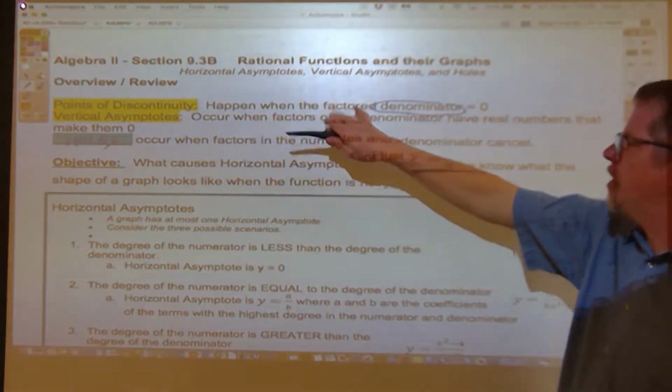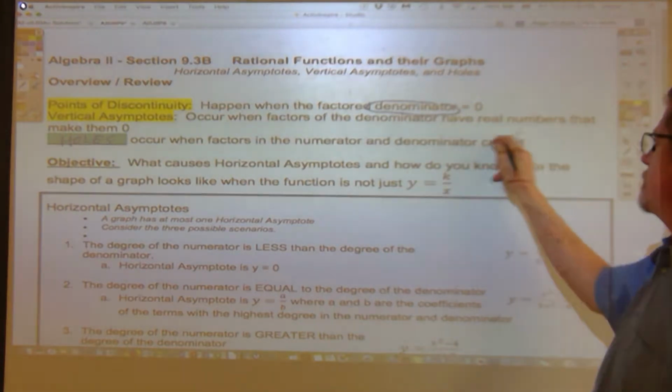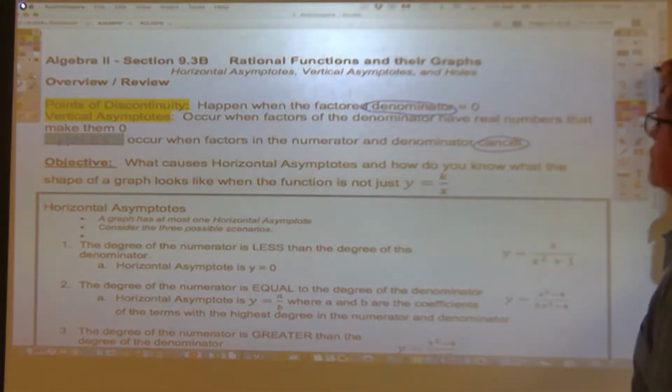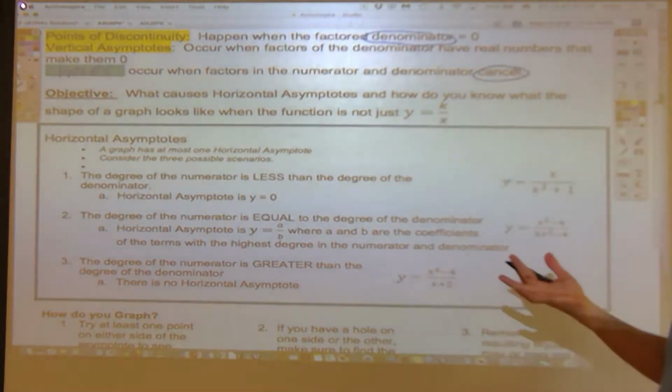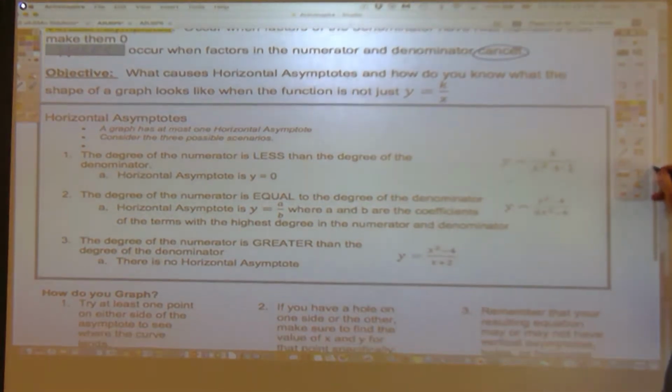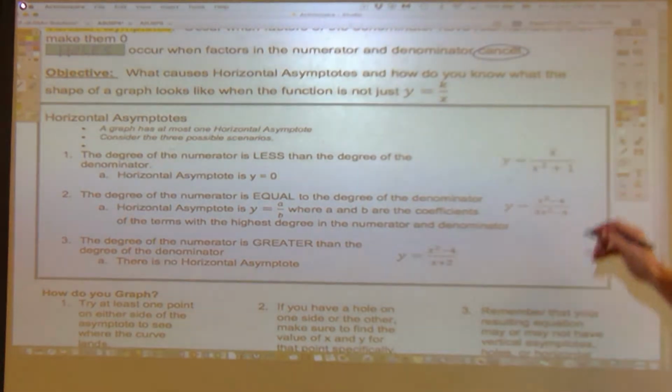So reviewing from the homework, if you have canceled factors, then that tells you where the holes are. We're going to look at different types of horizontal asymptotes. There's three cases that we're looking at today.